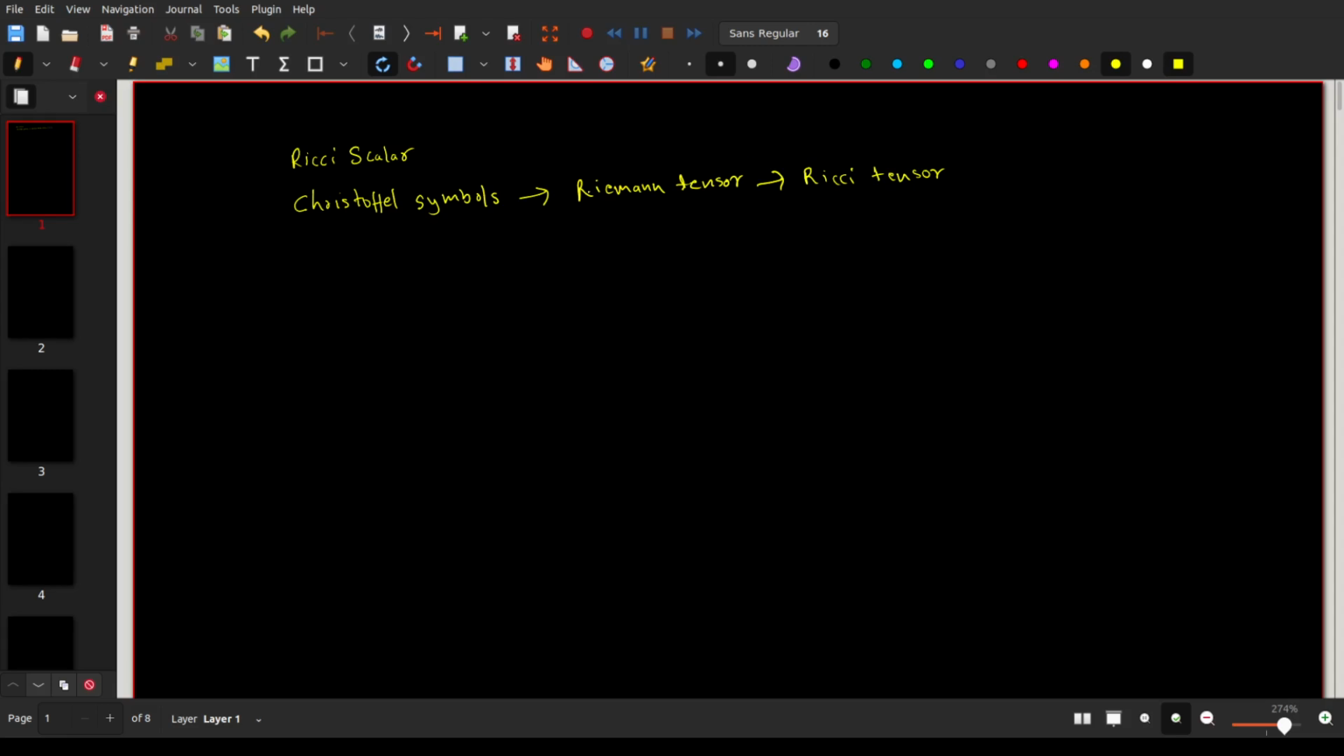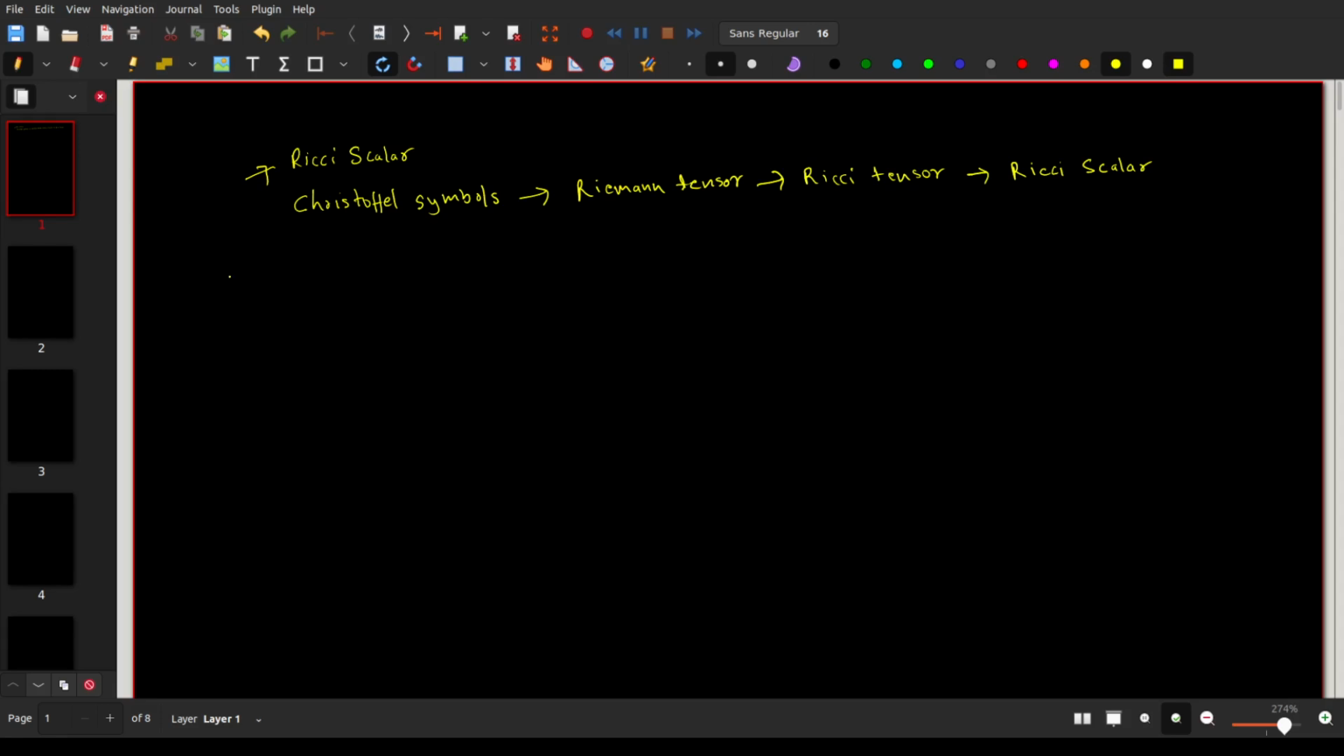And from Ricci tensor we can calculate Ricci scalar, which is the scalar curvature. However, there is one another way to calculate the Ricci scalar, and this method uses comparison of infinitesimal volume elements.